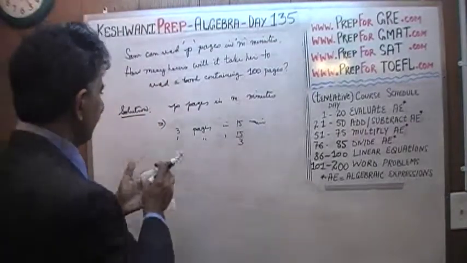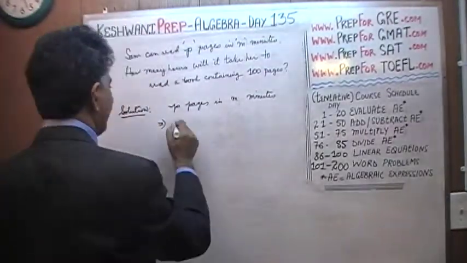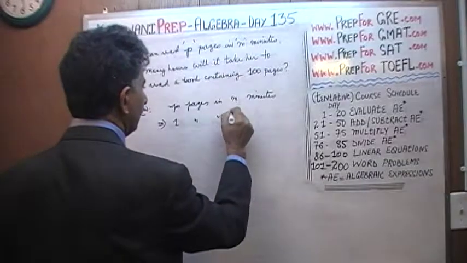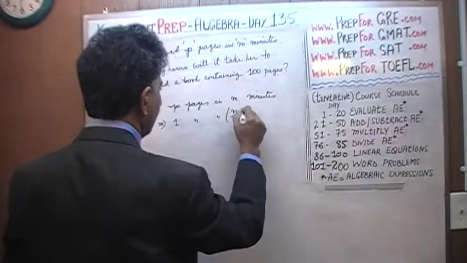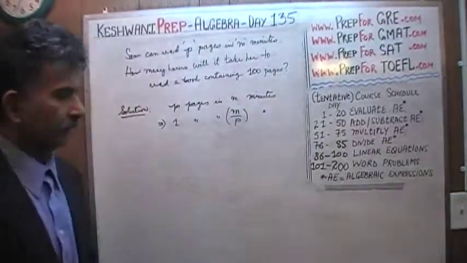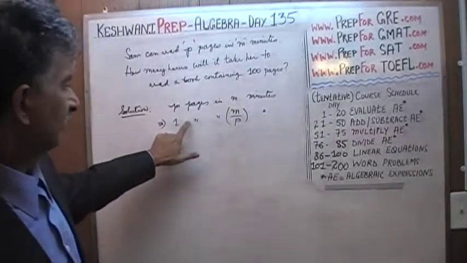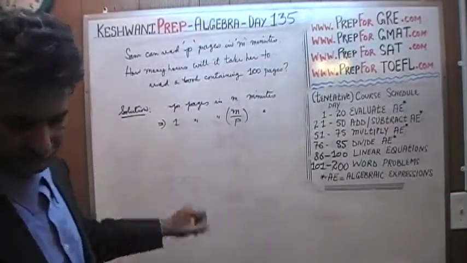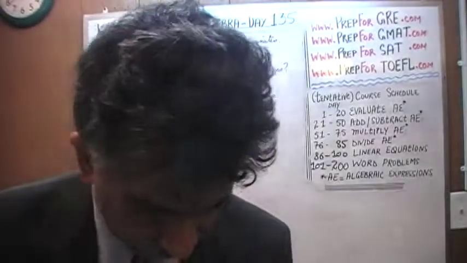So one page will take M over P minutes. And don't worry about the fact that this says 1 pages with the detour here. It doesn't matter. No big deal. Okay. No need to be so pedantic.